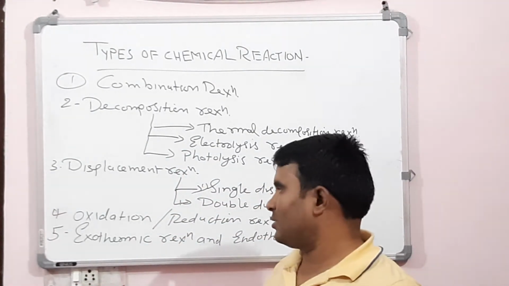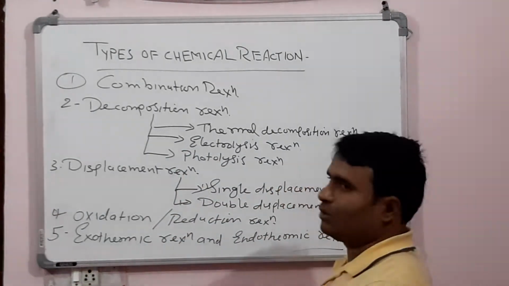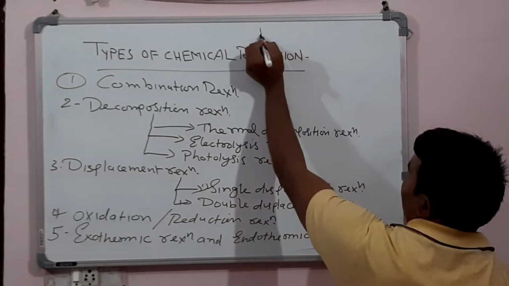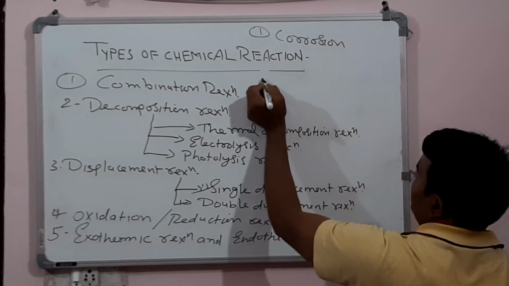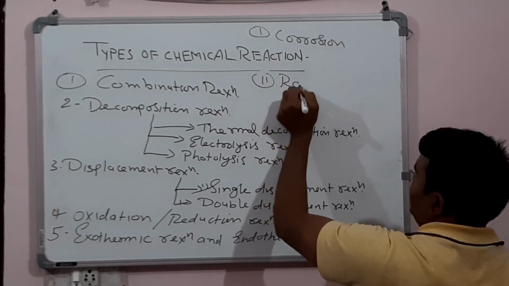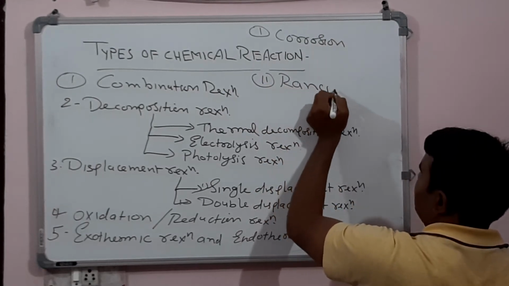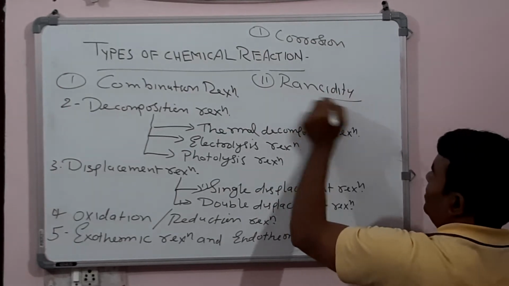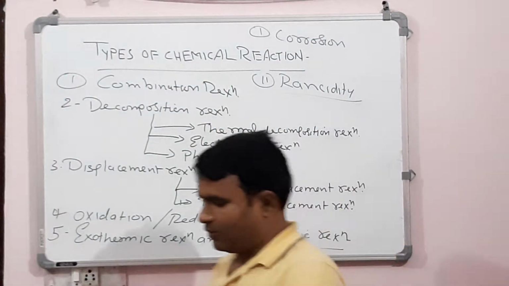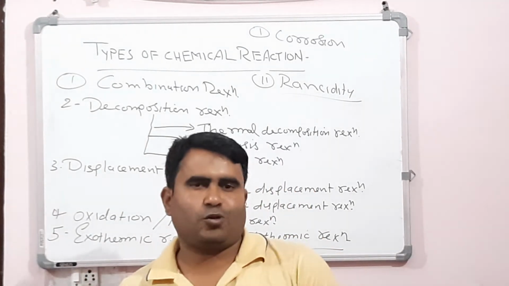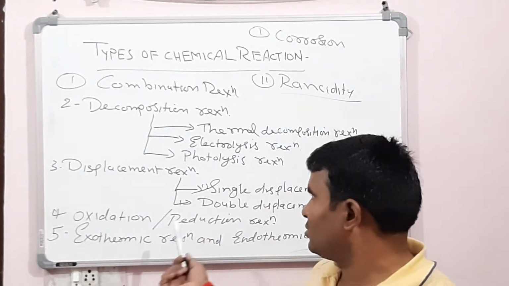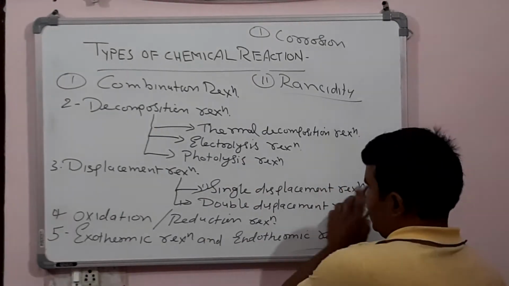In the last week we can study 2 topics also. Number 1, corrosion, and number 2, rancidity. Mainly these are the important parts in types of chemical reactions.